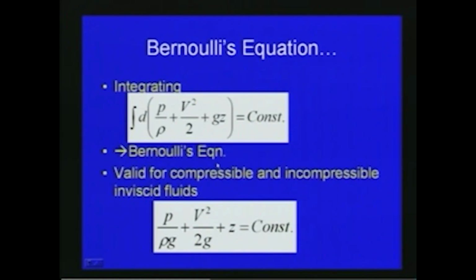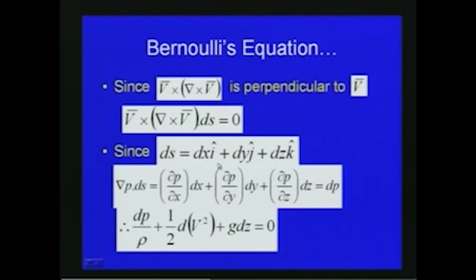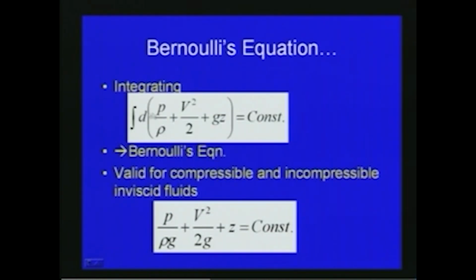Now along the streamline, as we discussed, we will integrate, so that ∫dp/ρ plus v²/2 plus gz is equal to constant. Finally this gives Bernoulli's equation. Bernoulli's equation has three terms: one with respect to pressure, another with respect to velocity squared, and the position head gz with respect to z. This is the integral form, the general Bernoulli's equation. As we have seen, this is valid for incompressible and inviscid fluid.